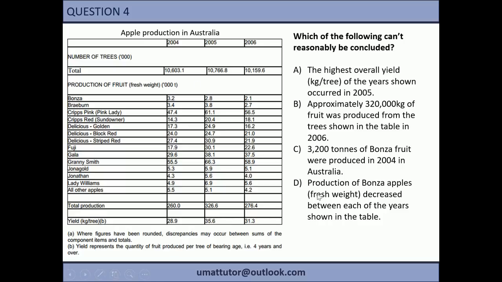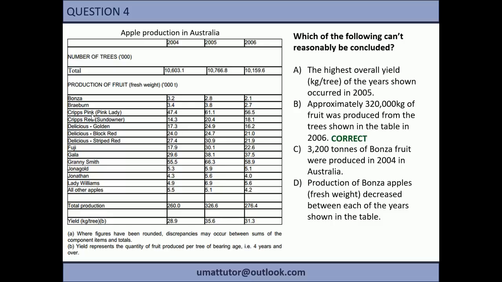And final option, production of Bonza apples decreased between each of the years shown in the table. Again, it's pretty well worded. You can see Bonza apples, so they're specifying a particular row, and a decrease between each of the years shown in the table. So again, it's referring just to the years shown in the table, which is good. And we can see that it does go down from 3.2 to 2.8 to 2.1. So D is also accurate, which means it is also wrong. So we can see that A, C, and D are all true statements, which means that B must be the correct answer.